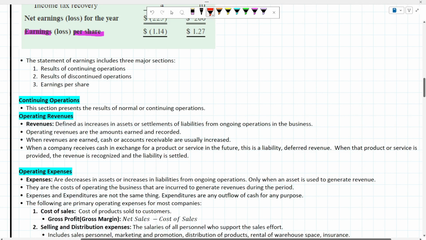When a company receives cash in exchange for a product or service in the future, this is a liability. So let me highlight that in red. When a company receives cash in exchange for a product or service in the future, this is a liability or a deferred revenue. When that product or service is eventually provided, then the revenue is recognized and the liability is settled. So just to emphasize, it becomes a liability for the company when they receive cash before they provide a service. It's because now they must provide a service in the future. So that's the liability that counts in this example.